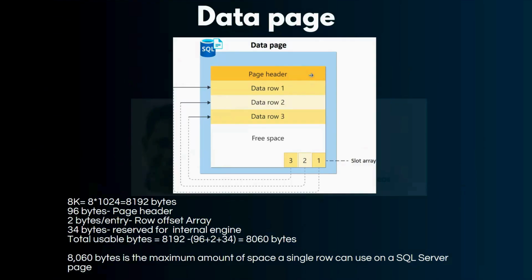It stores system information like the page ID, the type of page, data pages or index pages or IAM pages, and how much free space is left. Next is the data rows. This is the middle section where your actual table records or the data are stored. Rows are placed one after another, starting from the top after the header. Next, we have the slot array, or we also call it the row offset array. This is at the very end of the page. It is a set of 2-byte pointers that tell SQL Server exactly where each row starts on the page. It grows backwards towards the header.